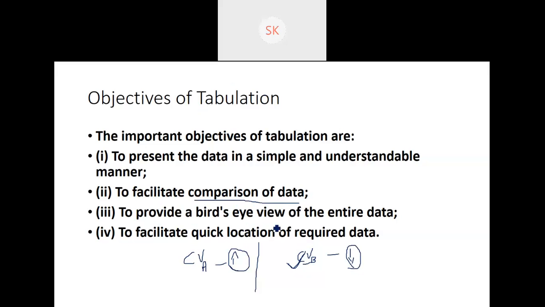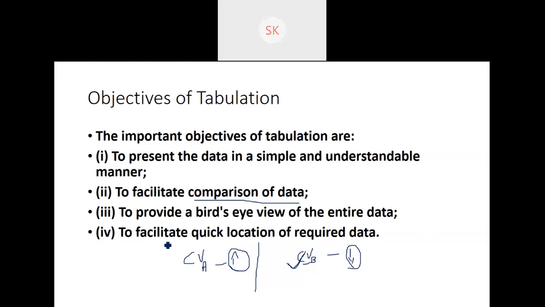Then, to provide a bird's eye view of the entire data. Bird's eye view means you will know the overall view of the data. Like when a bird is flying too high, it will be able to see a lot of things at once, right? So when you see from a broader perspective, you will only see the main points. You'll not be able to see every detail. So that is known as bird's eye view. For the entire data, you will be able to see, okay, so many numbers are there, I have to use this formula and I got this result. So a bird's eye view of the data will be obtained.